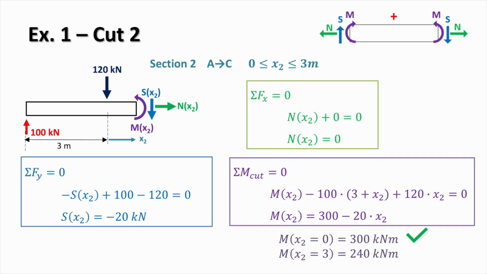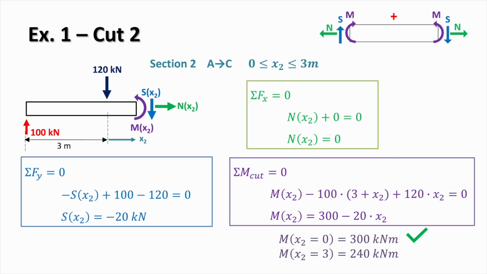We can now evaluate the bending moment at the two boundary points. So when x2 equals 0, we get 300 kilonewton meters, which matches the bending moment that we got at the end of the previous section, which is exactly what we expect, as the bending moment must be continuous when there's no applied moment. At the end of the section, when x2 equals 3, which is point C, we get 240 kilonewton meters.